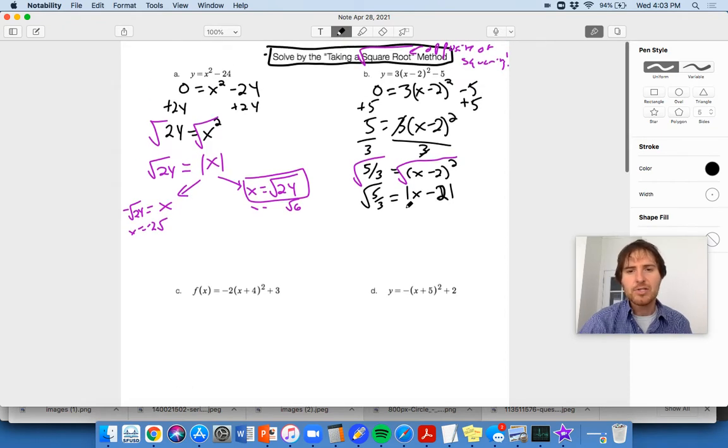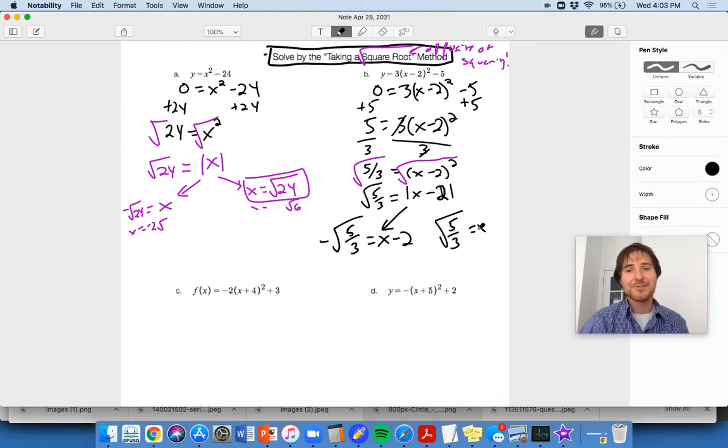Okay, I got to create 2 equations. Remember, I could have the negative of the square root of 5/3. That could represent x minus 2, but also the positive root 5/3, the principal square root of 5/3, could also equal x minus 2. So you're going to have 2 solutions, right? One's positive, one's negative, at least it seems like the case here.